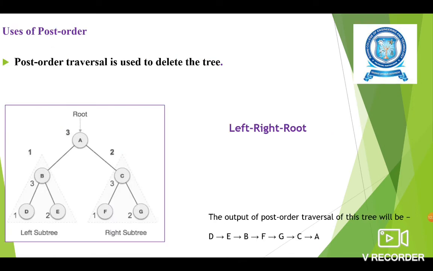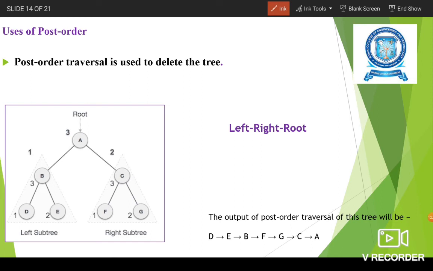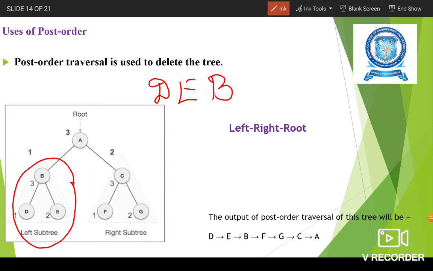We are going to see one example. What is postorder? Left, right and then root. Traverse the left subtree, then traverse the right subtree and then finally the root node. So traverse the left subtree. Again it is a tree. Apply the same concept: left, right, root. So left is D, right is E and then root is B. Now traversing of the left subtree is finished. Go with the right subtree.